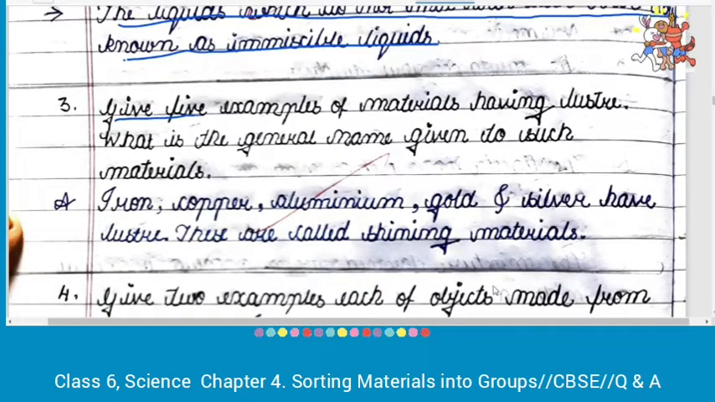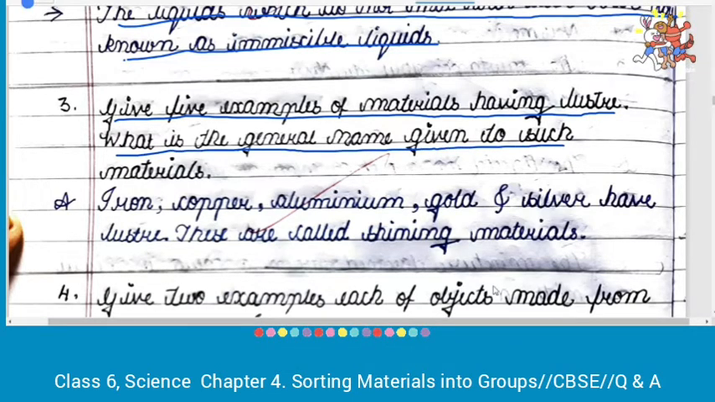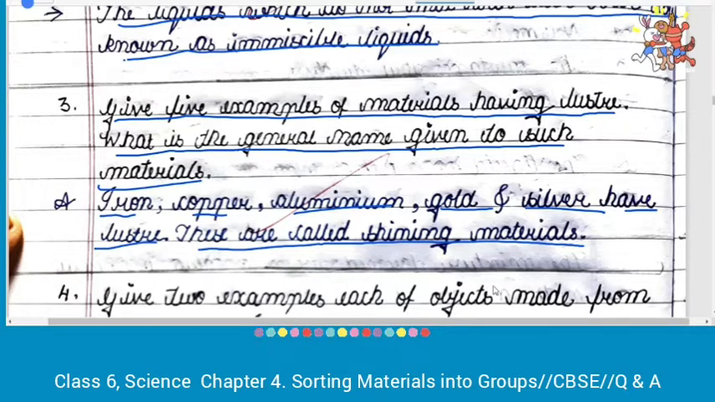Give 5 examples of materials having luster. What is the general name given to such materials? Iron, copper, aluminium, gold and silver have luster. And these are called shining materials. So almost all metals have this property.